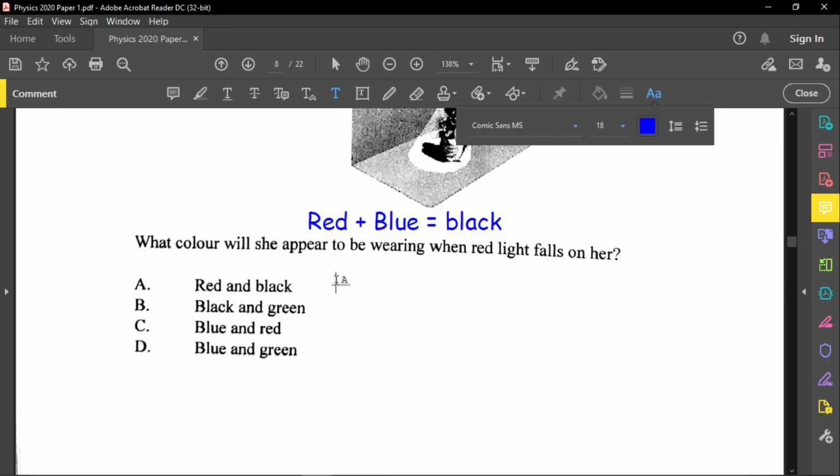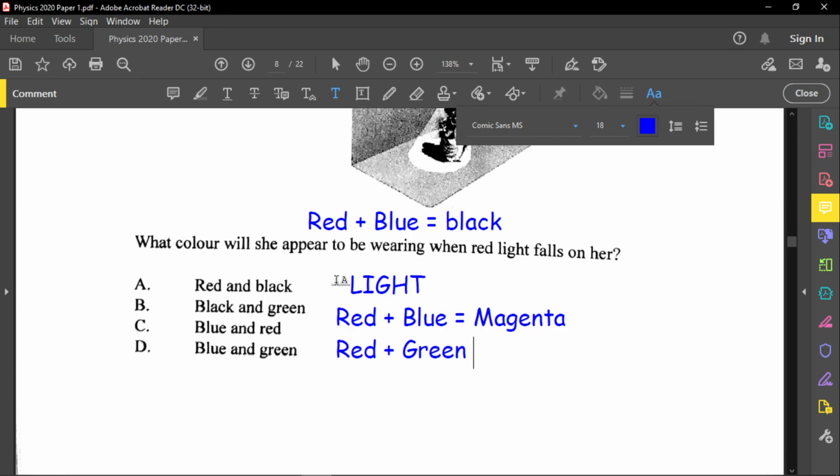So quickly, let me give you the combinations for light. And this is for light, I'm going to show you right here now. In terms of light, these combinations are very important for you to note. So red plus blue, you will get magenta. So this will give you magenta. The next one here, red plus green, what you get as a result is yellow. And let's say now blue plus green.